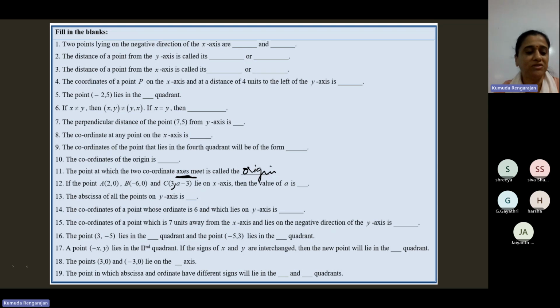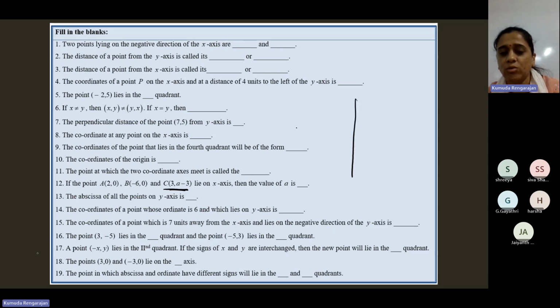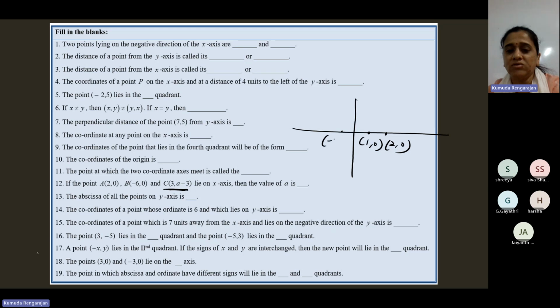3. The value of a should be 3 because this point lies on the x-axis. So let's see how a point on the x-axis looks like. This is (1, 0), this is (2, 0), this is (-1, 0). So that means the y coordinate should be 0. a - 3 should be 0. That means the value of a is equal to 3.